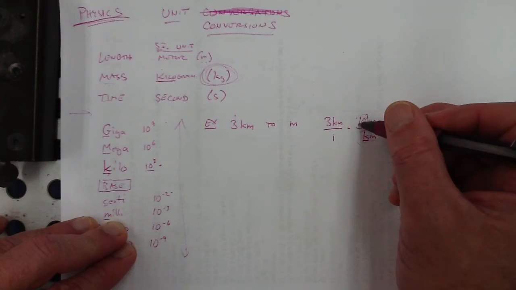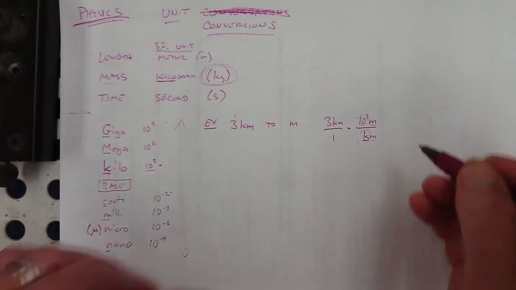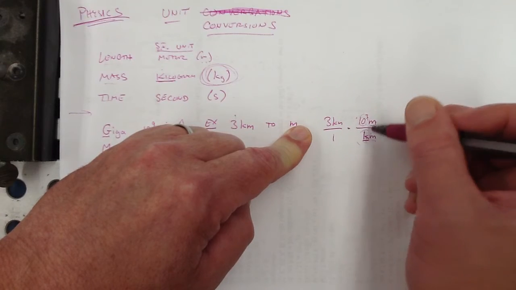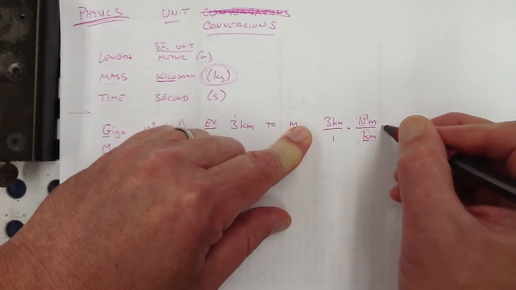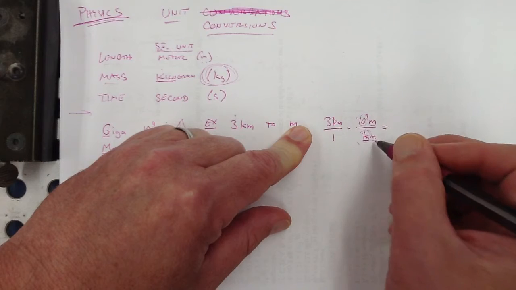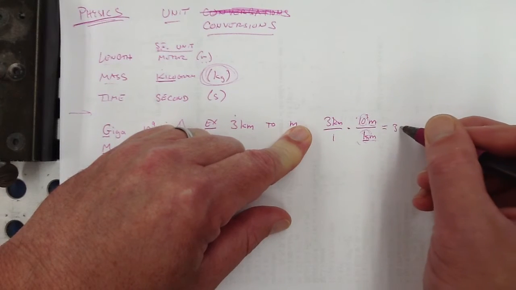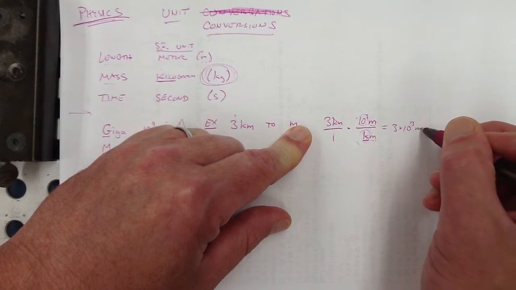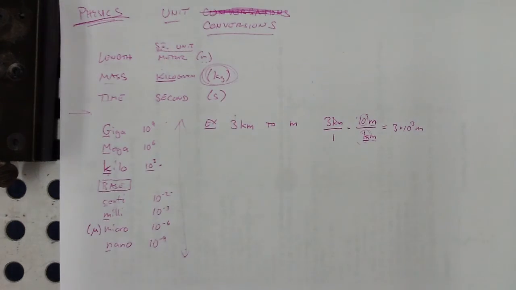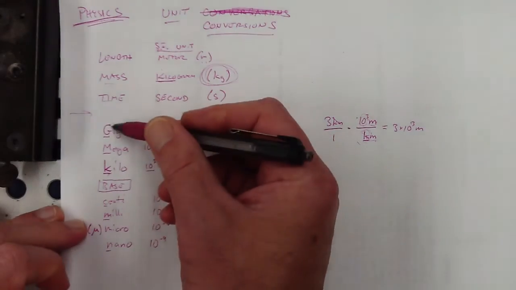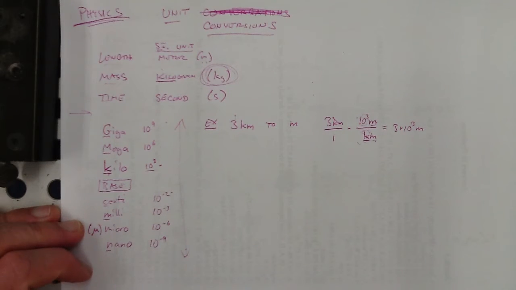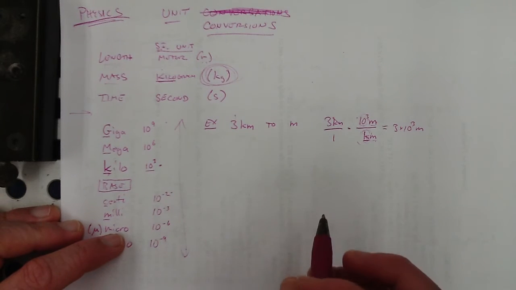The K is here, the 10 to the third is here. Well, that's what K means. So right now the M's are the same, the K is the same as the 10 to the third. So those cancel out, and I get 3,000, or 3 times 10 to the third meters. All right? So you can do any conversion, moving from some prefix to some other prefix in this way. Let me do another one.